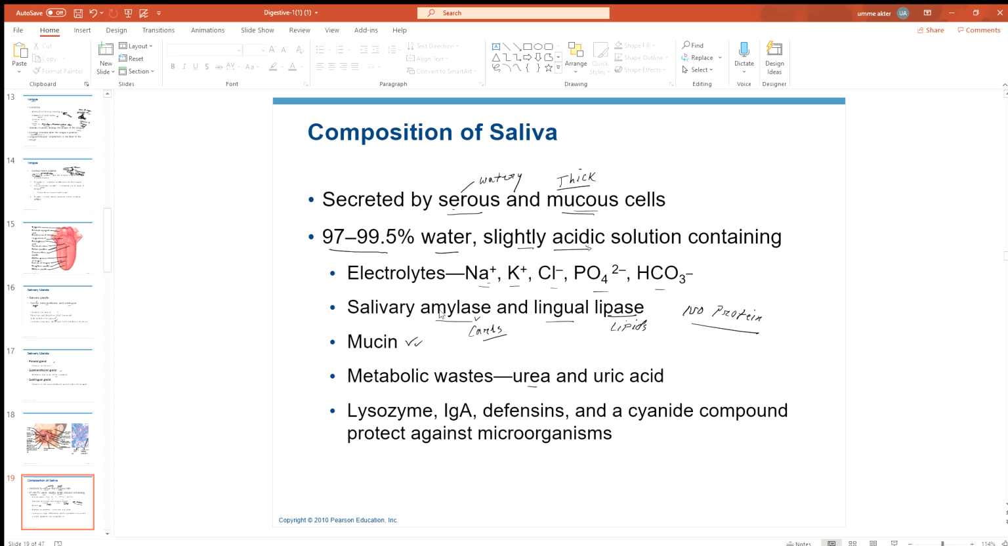Saliva has a small amount of metabolic wastes, urea, uric acid, and these chemicals: lysozyme, immunoglobulin A, defensin, and cyanide compound. They are also present in the saliva and can kill the microorganisms.